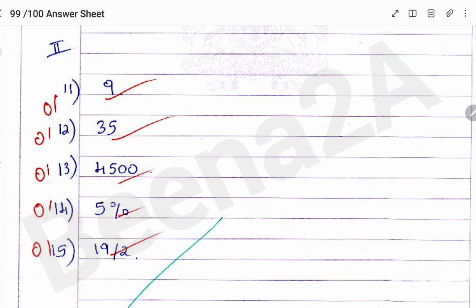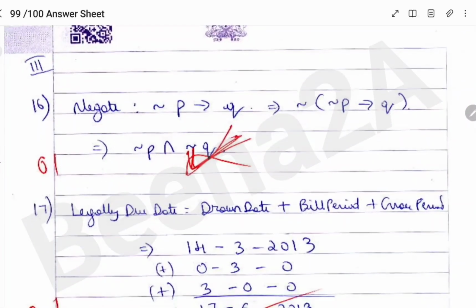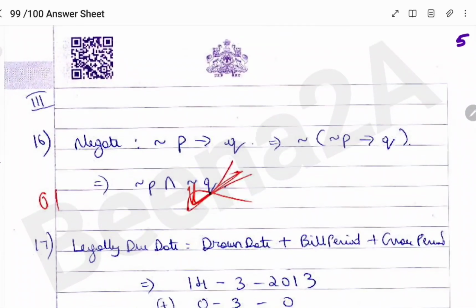You have to find, this is a combinations related answer. This is ratio and proportion. Find the fourth proportional. And then this is stocks and shares. This is sales tax. And then you have limits. This is the third section in part A.